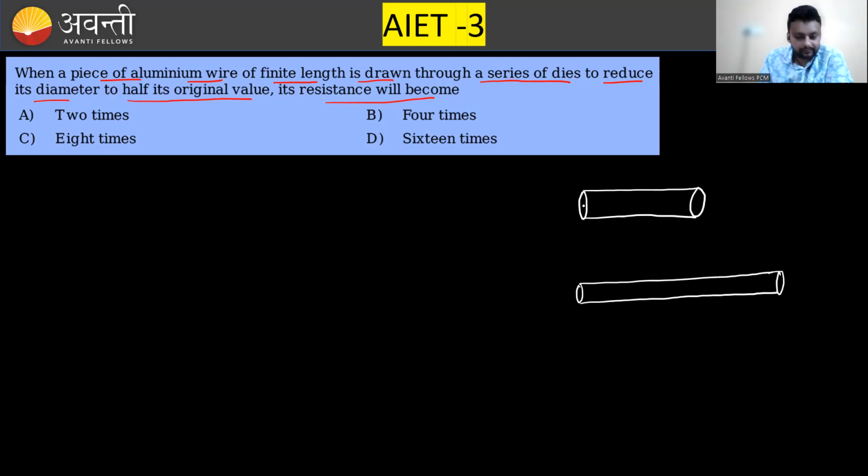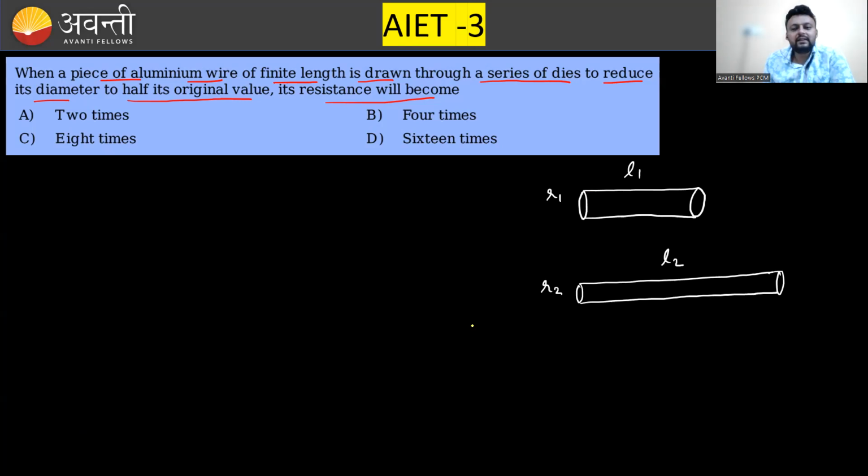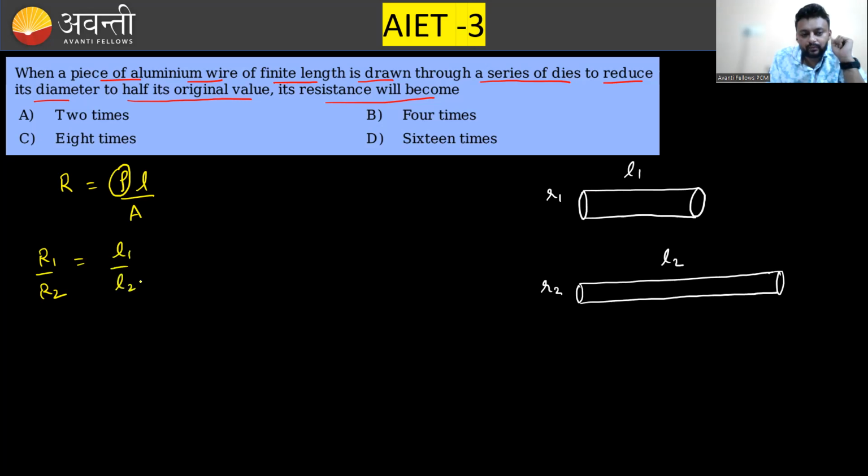So let's suppose initial radius was R1, final radius is R2. Initial length is L1, final length is L2. No problem with that. Moving further. Now they want us to calculate the new resistance. Everyone should know that resistance is equal to rho L by A. So you can write it as R1 over R2. The wire is aluminum, so resistivity will remain constant. So that will be L1 over L2 into A2 over A1. Clear?